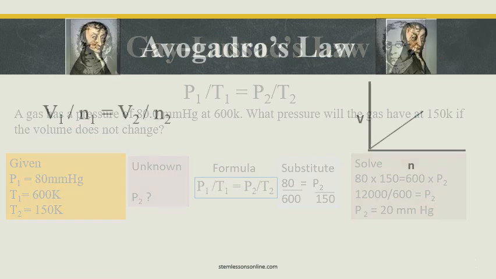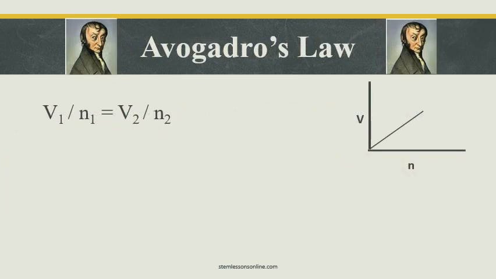Good. And now Avogadro's law. If the pressure and temperature remain constant, then the relationship is that the volume and the number of moles are directly proportional. So the plot will be a linear graph when the volume and the number of moles are plotted. So V1 over N1 equal V2 over N2.